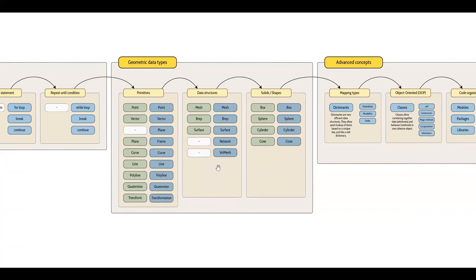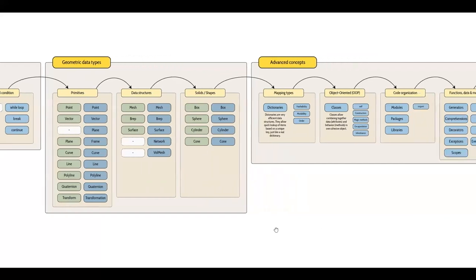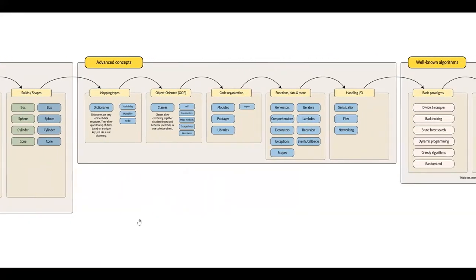Okay, moving on, after that, we will start going into geometric data types, primitives, data structures. We will go deeper into data structures later on, and solid geometry. After that, some concepts of advanced coding. We will see dictionaries quite a bit in depth later on. We will focus a lot on classes, object-oriented programming. We will see that we are actually using it all the time, even if we don't realize. And then we will create some classes of our own, which is very simple.